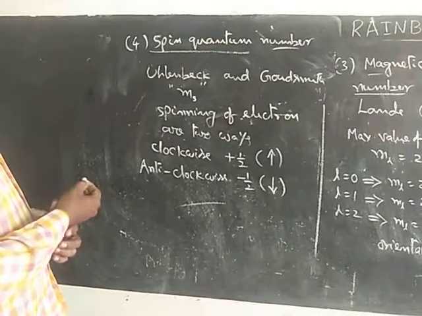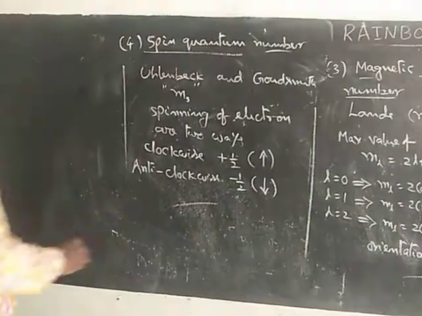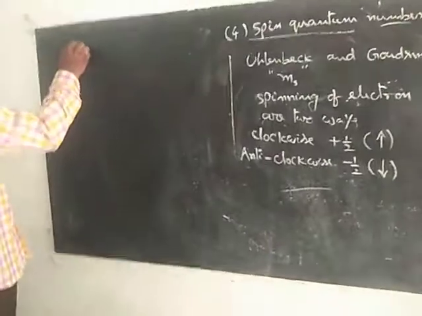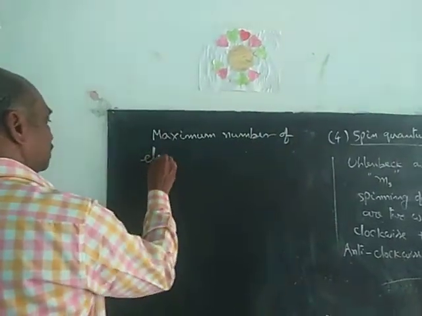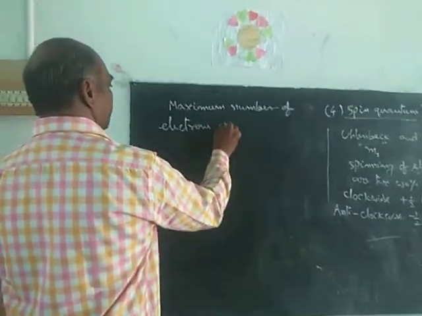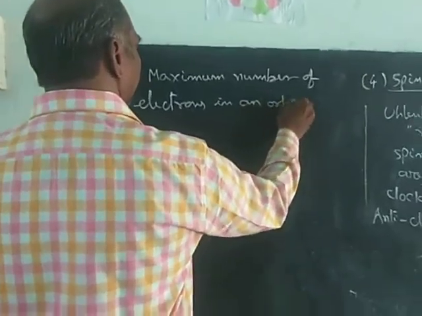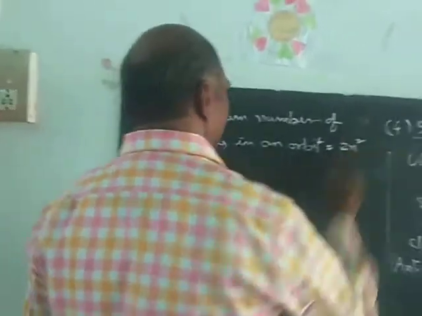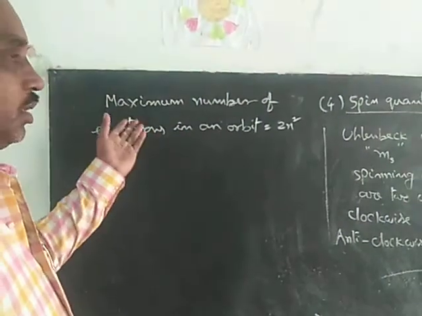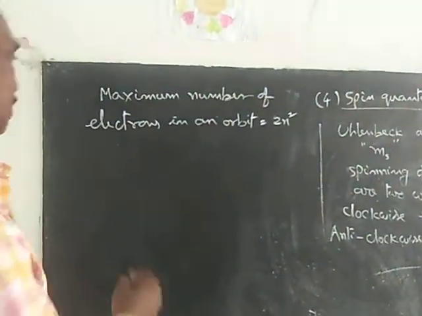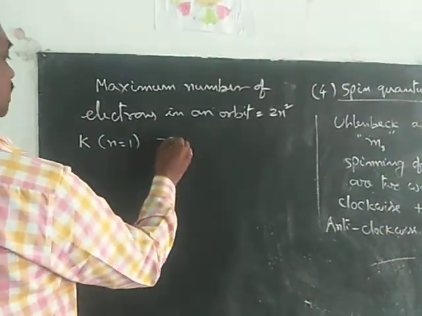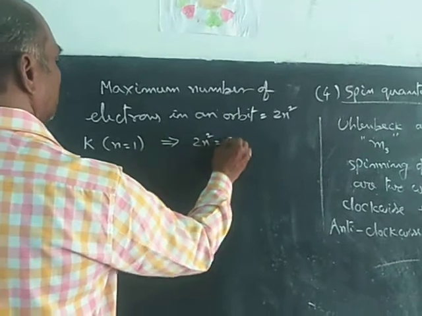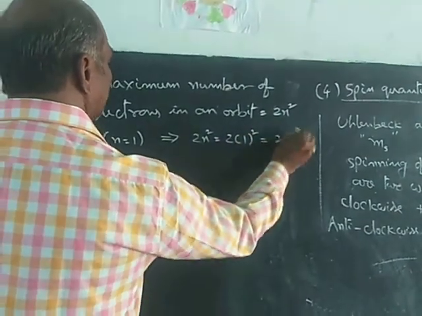And the maximum number of electrons in an orbit is equal to 2n square. How to say how many electrons are present in an orbit? Suppose K shell. K shell means n value 1. That means 2n square is equal to 2 into 1 square, that is 2.